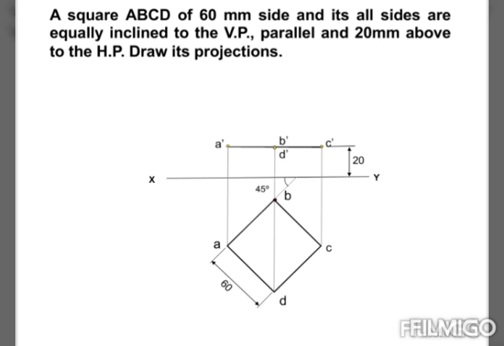In front view, which will be drawn above reference line XY, the plane will be seen as a line. This line will be parallel to reference line, and this parallel line will be at a height of 20 mm from reference line XY.